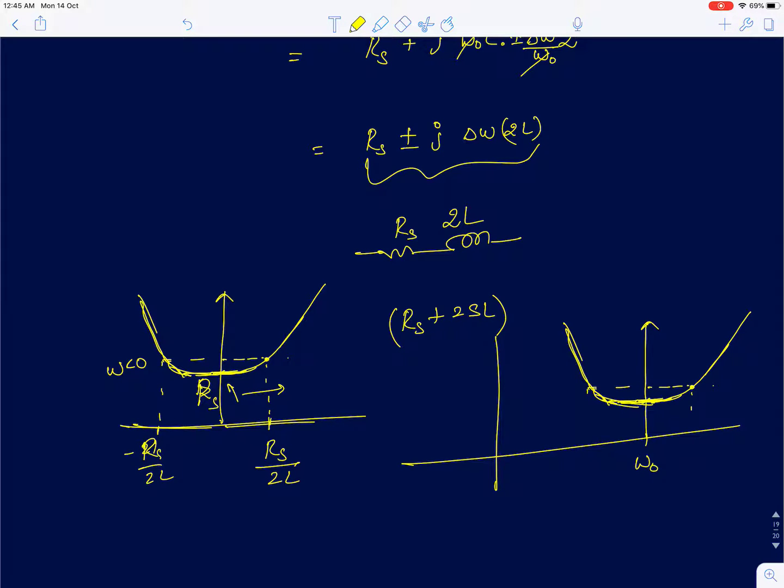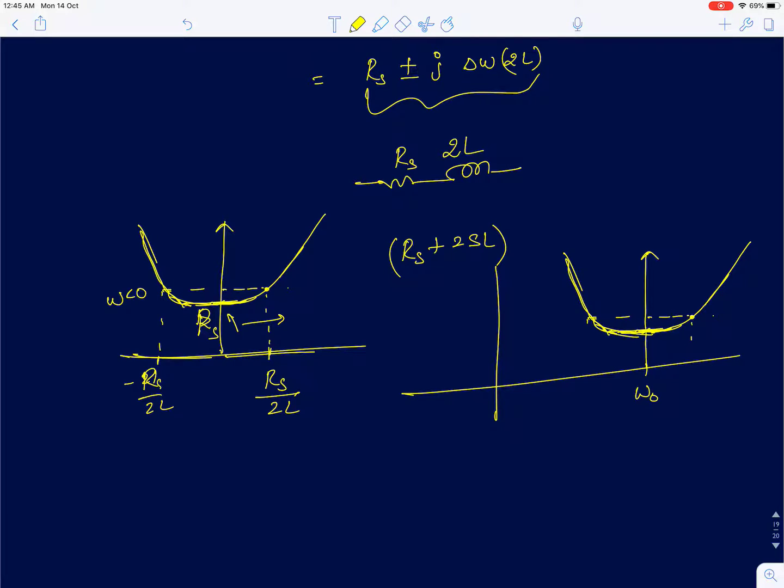So essentially a series RLC circuit at omega naught is going to behave like a series RL circuit with an inductor of value 2L, and this approximation is valid for frequencies very close to omega naught. So your delta omega is much smaller than omega naught. Around omega naught it's going to behave like a resistor and an inductor of value 2L in series, and the 0 of that impedance is given by omega naught.